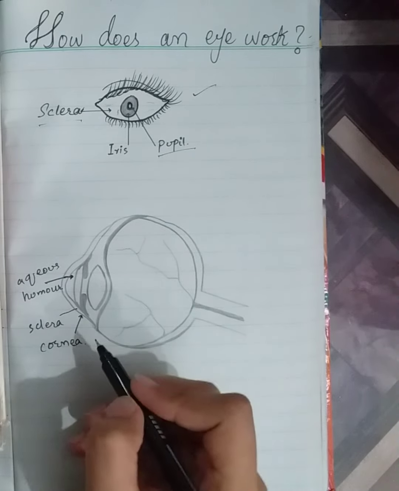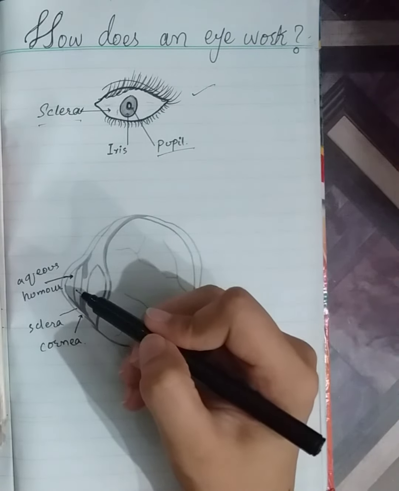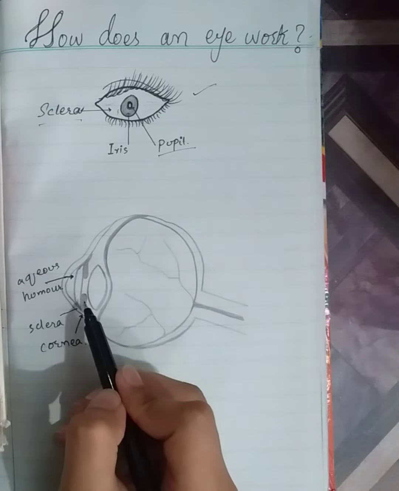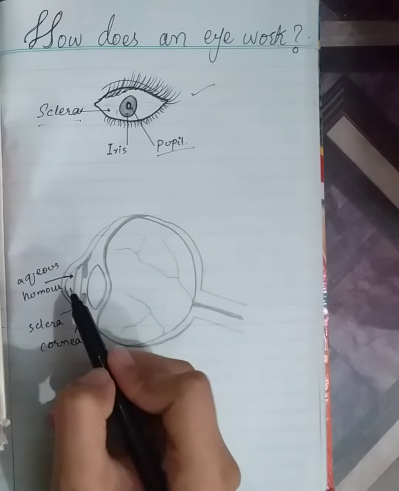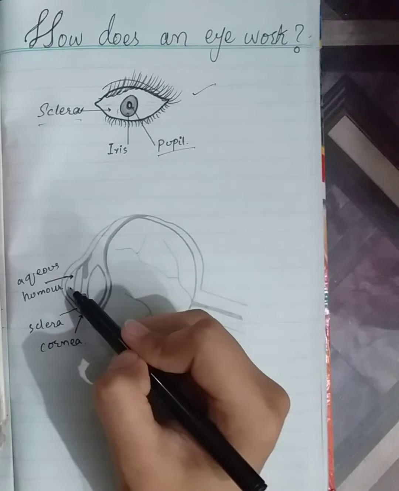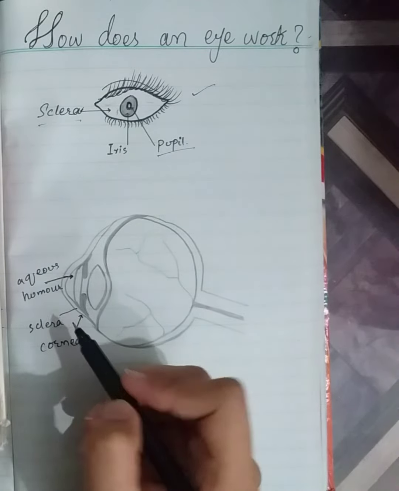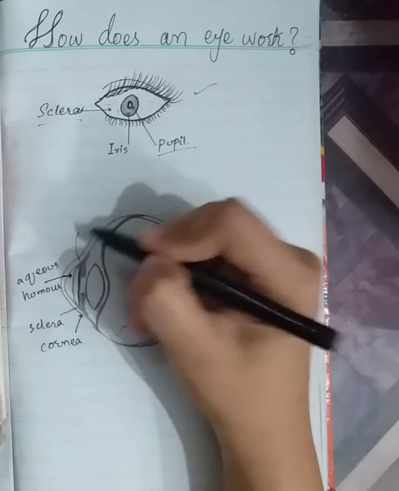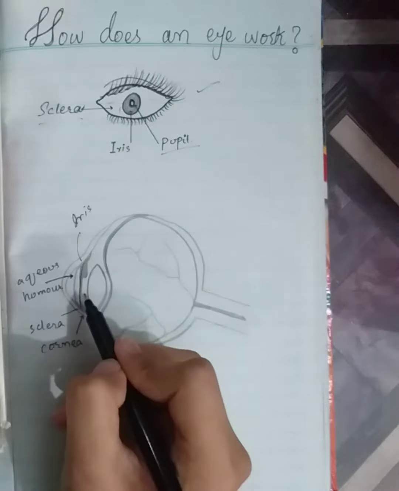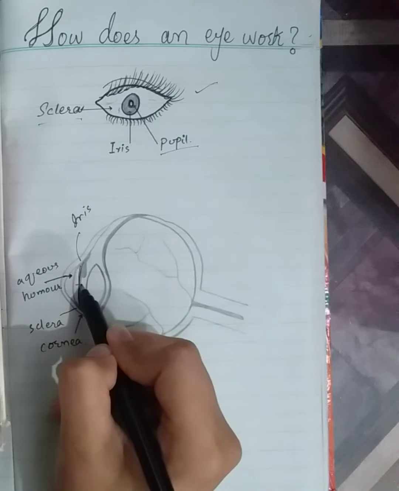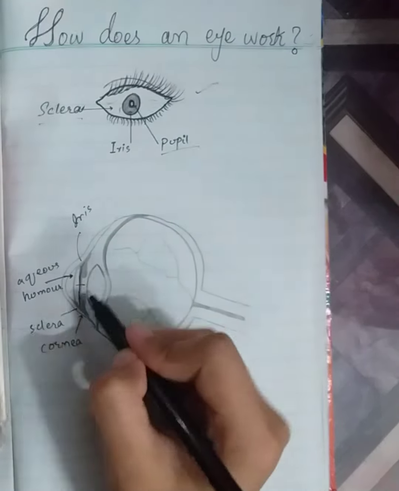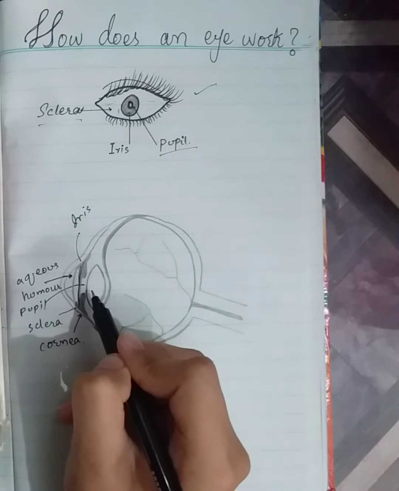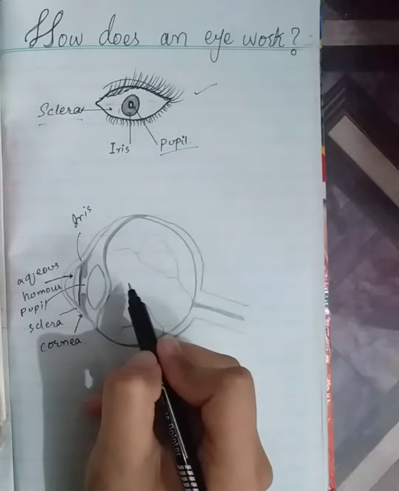Then we have a fluid-filled cavity which is called the aqueous humor, which protects our iris and the lens also. And then we have the iris, that colored part. And then you can see a hole here. This hole is the pupil, through which the light passes and goes to the lens.